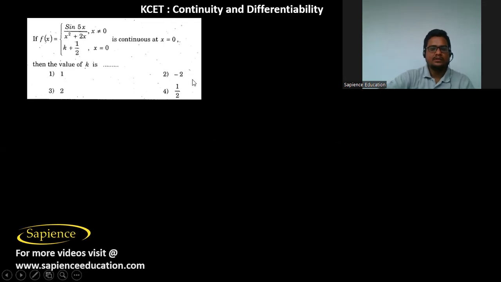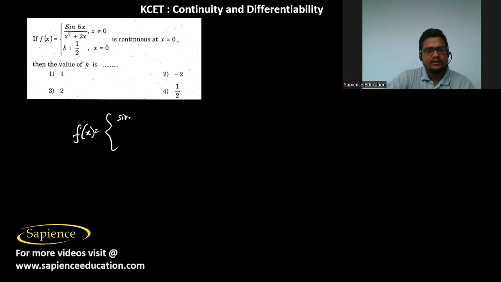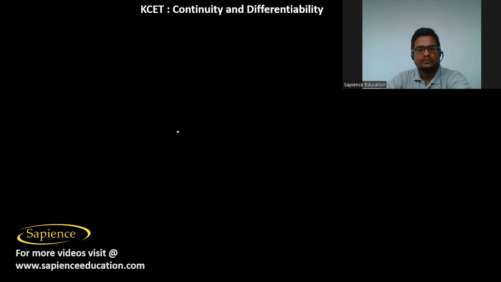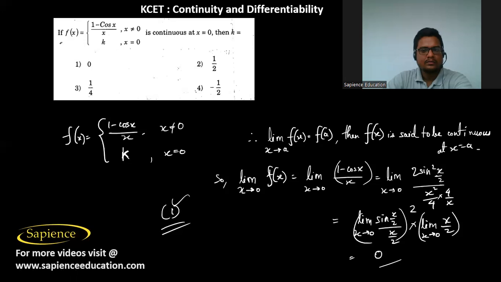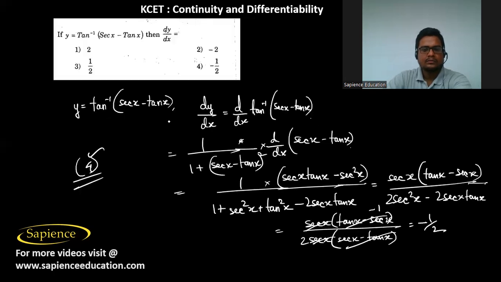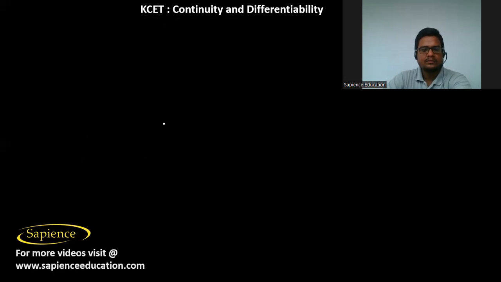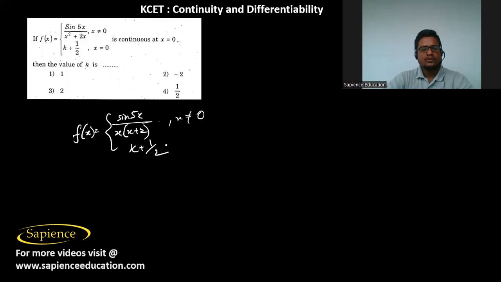So now in this question it is told that we have to find, if the function f of x is given as sine 5x by x into x plus 2, where x is not equal to 0, and it is k plus 1 by 2 when x is equal to 0. That means that it is continuous at x equal to 0.